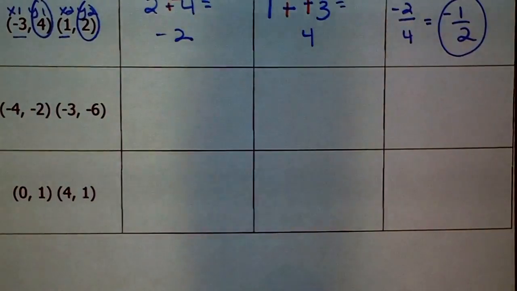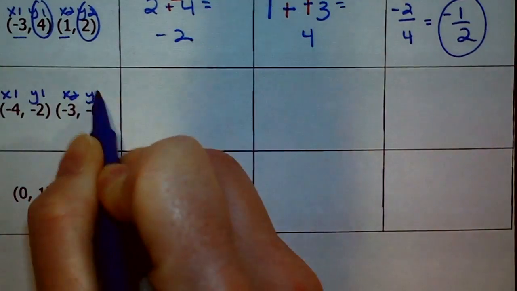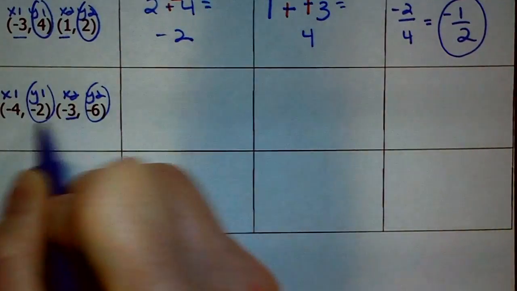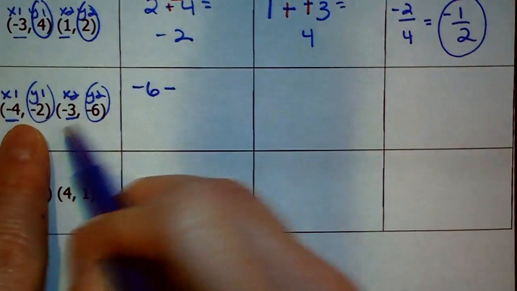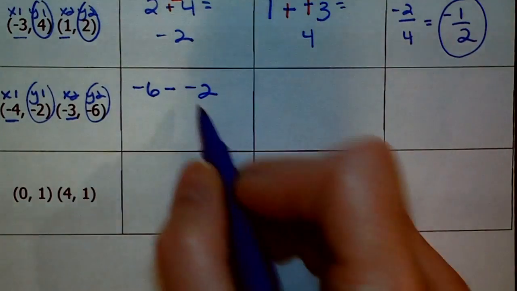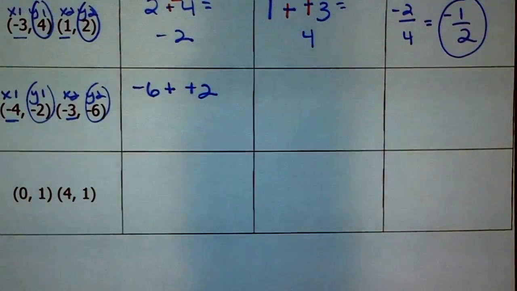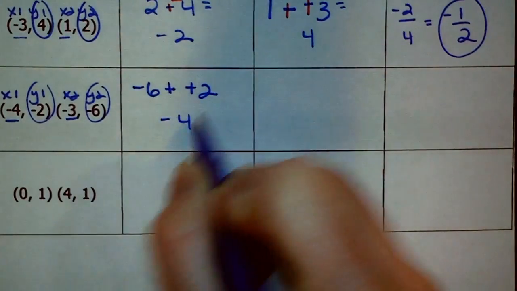Next example here, I'm going to label x1, y1, x2, y2. Circle my y's, underline my x's. So y2 is negative 6. I'm going to subtract y1, which is negative 2. It's another one of those subtracting a negative, which really means adding a positive when you keep, change. Negative 6 plus 2, that's negative 4.